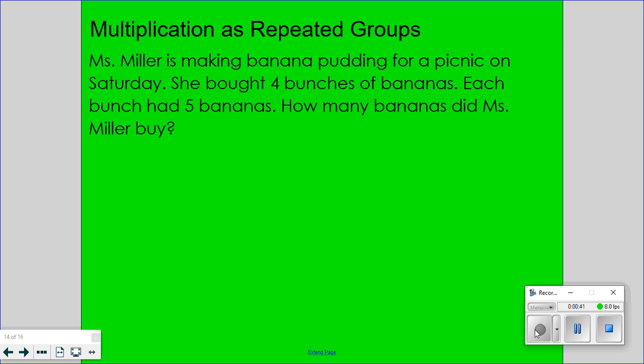Miss Miller is making banana pudding for a picnic on Saturday. Lovely. She bought 4 bunches of bananas. Each bunch had 5 bananas. How many bananas did Miss Miller buy? Read that one more time in your head.